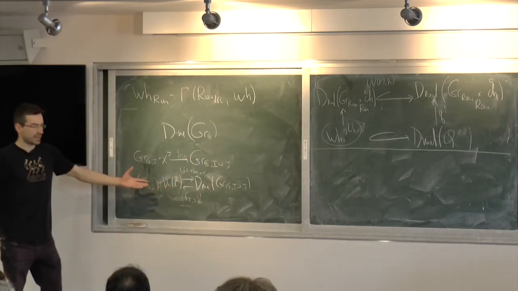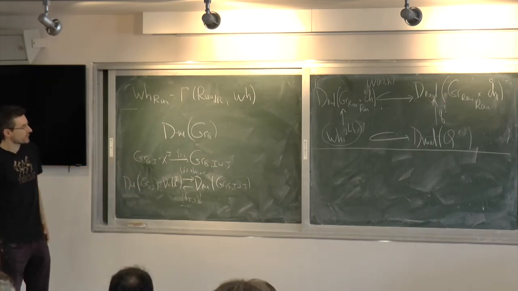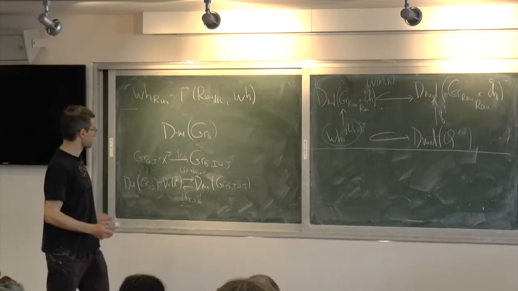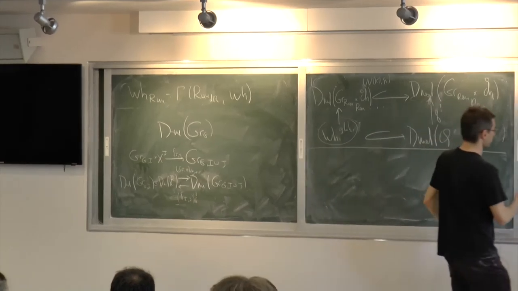So this is the structure you get in the affine Grassmannian. Okay, let me just axiomatize it more generally. I'm skipping between these two boards because I want to keep this. I apologize for that.